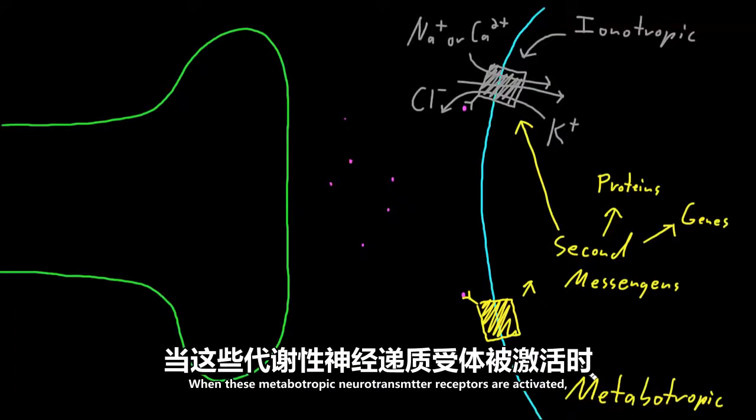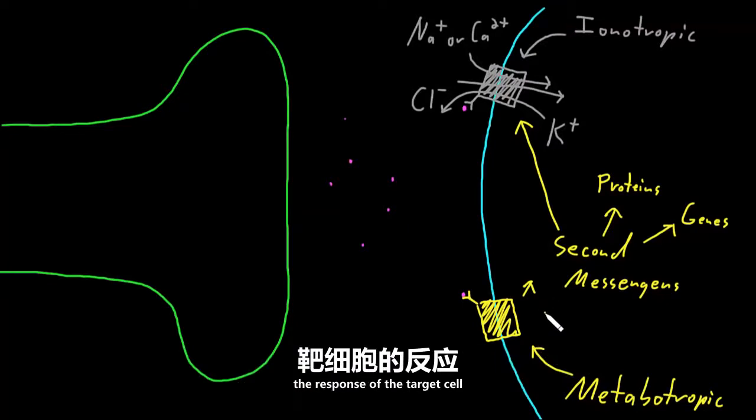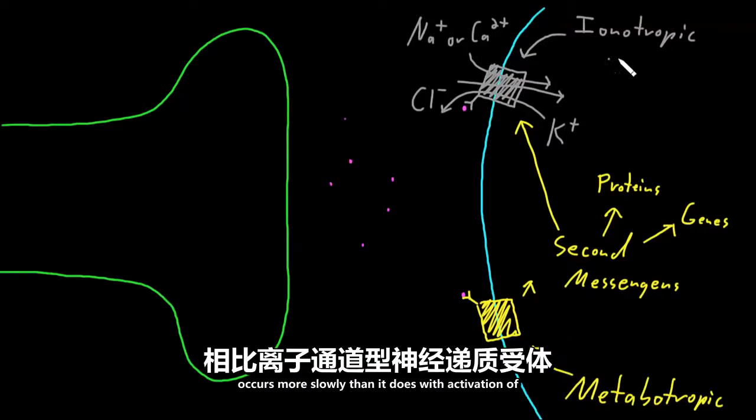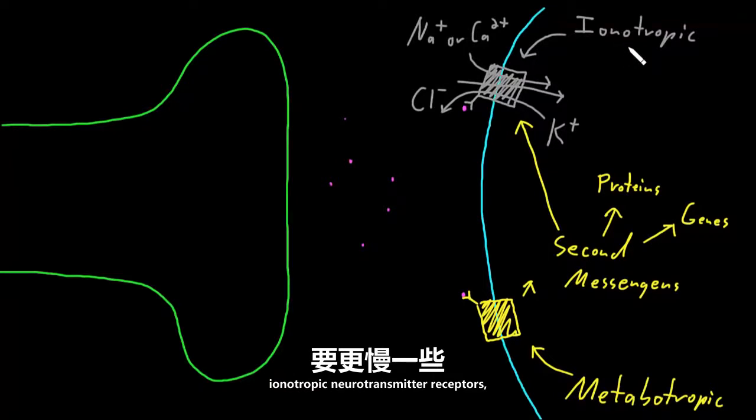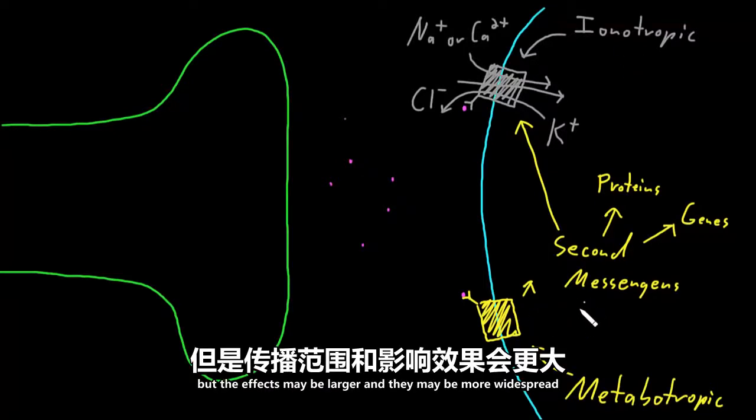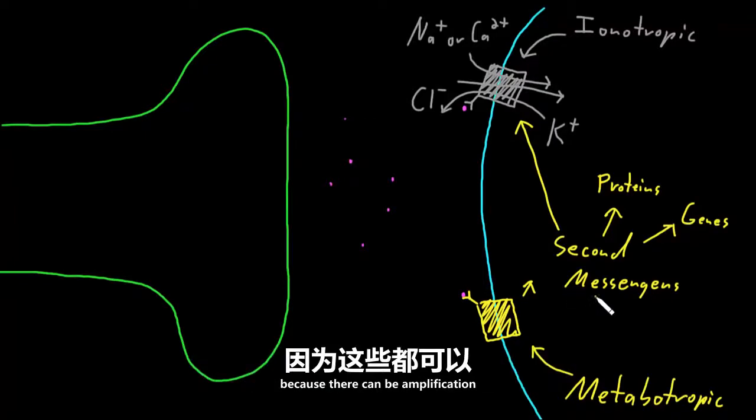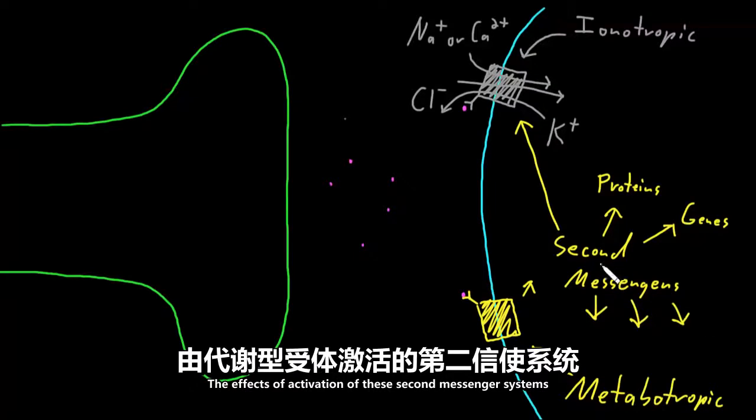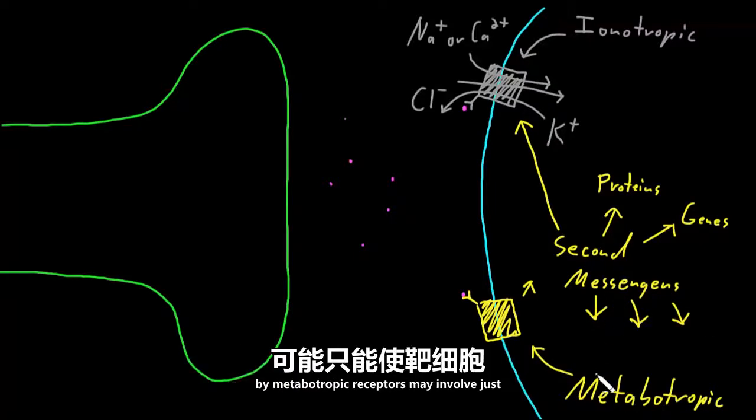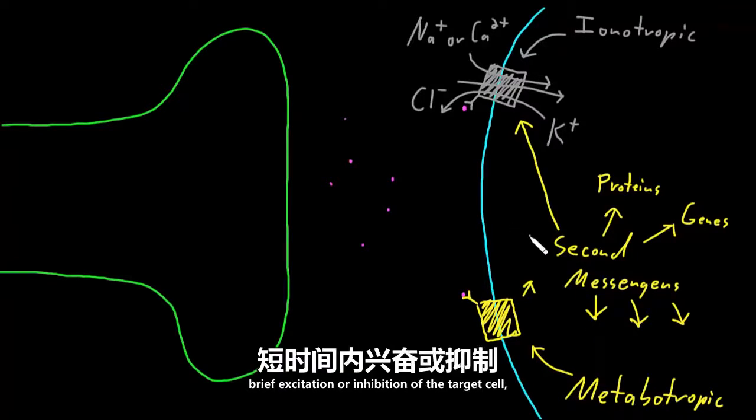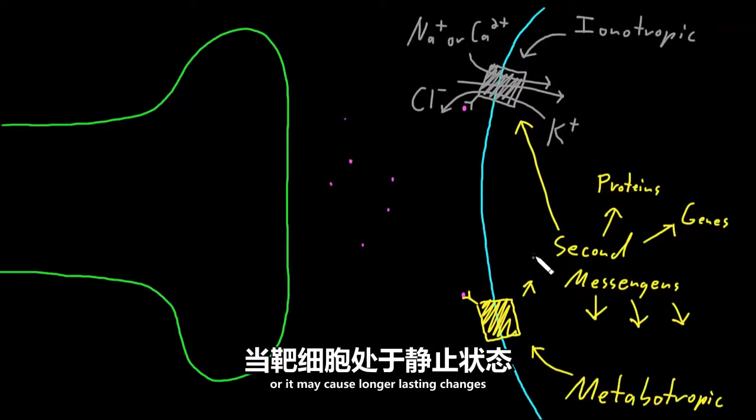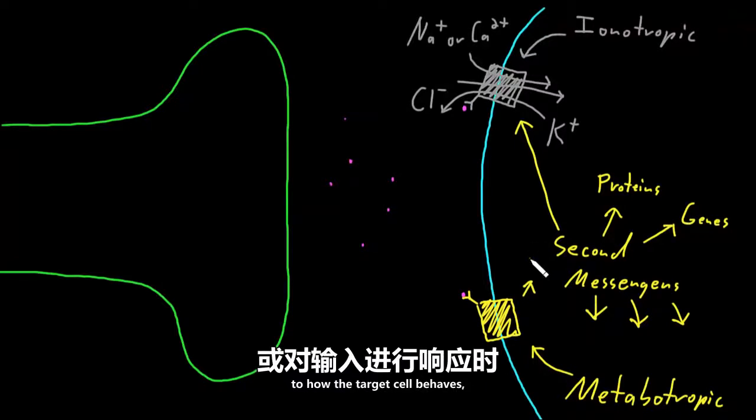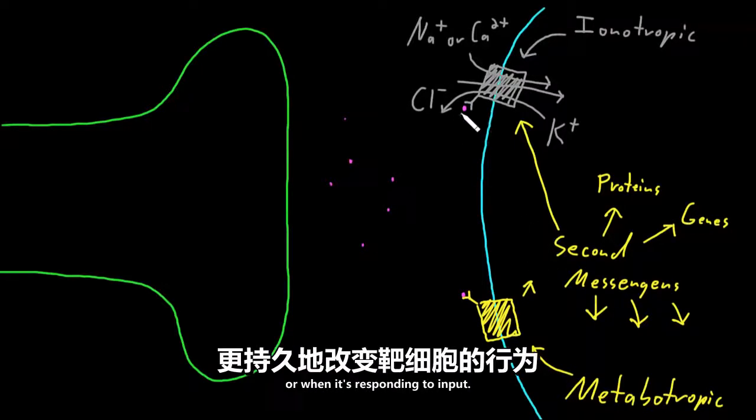When these metabotropic neurotransmitter receptors are activated, the response of the target cell occurs more slowly than it does with activation of ionotropic neurotransmitter receptors, but the effects may be larger and they may be more widespread because there can be amplification through these second messenger systems. The effects of activation of these second messenger systems by metabotropic receptors may involve just brief excitation or inhibition of the target cell, or it may cause longer lasting changes to how the target cell behaves, either when it's at rest or when it's responding to input.